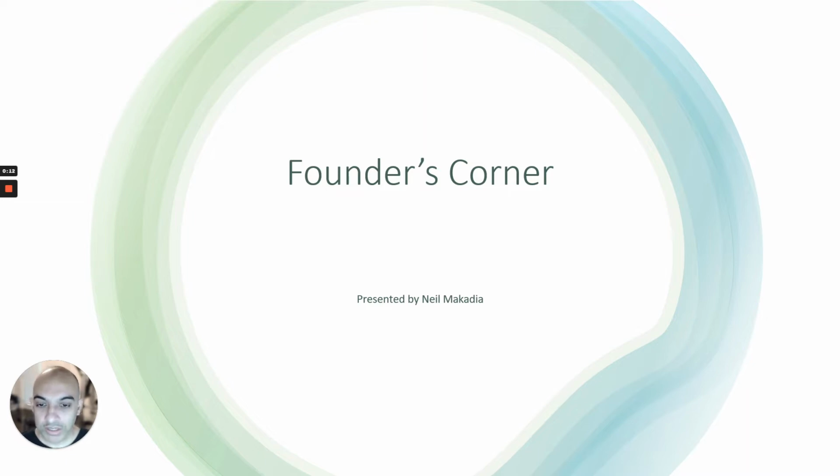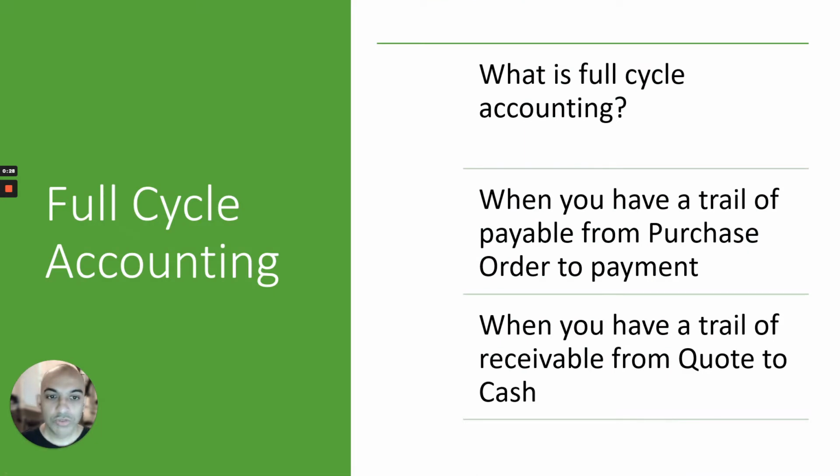So I kind of wanted to go through, like last week we talked about accrual versus cash. So I wanted to go through what full cycle accounting looks like. Basically what full cycle accounting is, you have two parts. You have the AP and AR part. For the AP part, it goes from purchase order to payment, and for AR it goes from quote to cash.